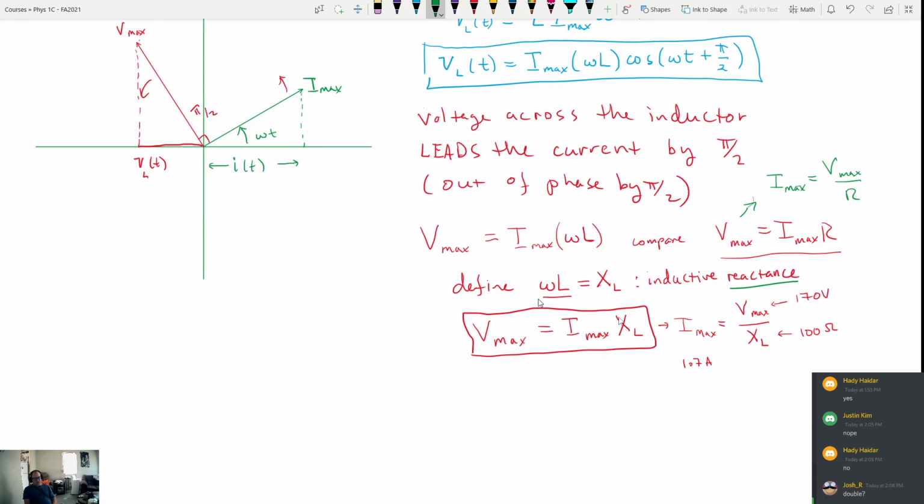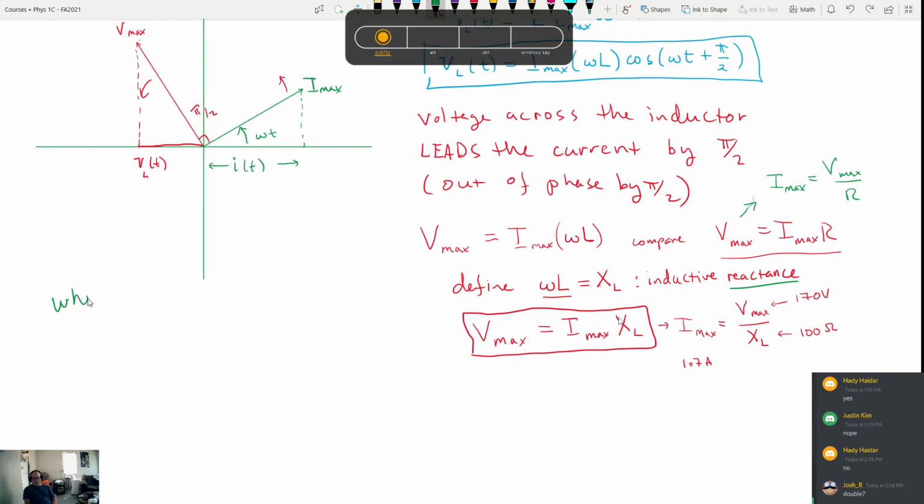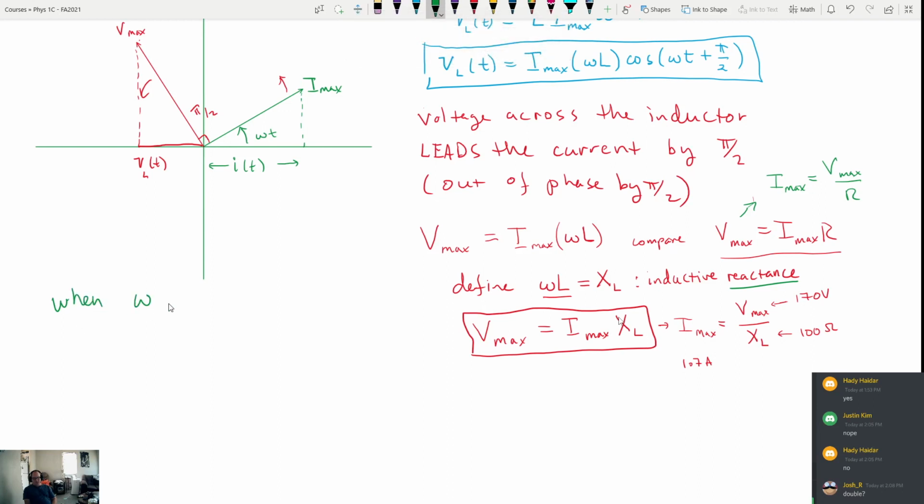Well, the bigger the value of omega, the bigger the value of XL, right? So if the frequency is doubled, the inductive reactance is doubled. Why is that the case? What it's telling us is that when omega is big, XL is big. Why is that the case?